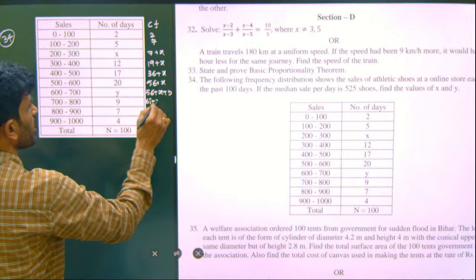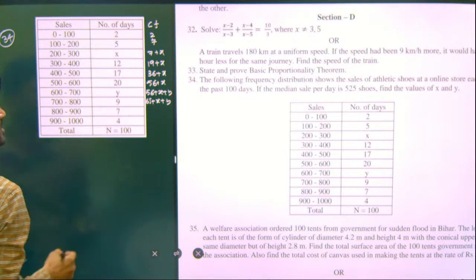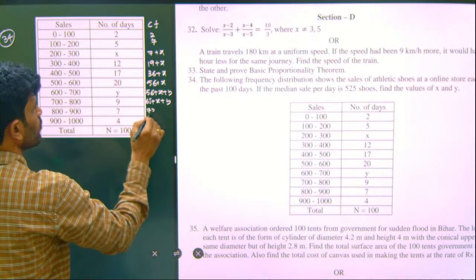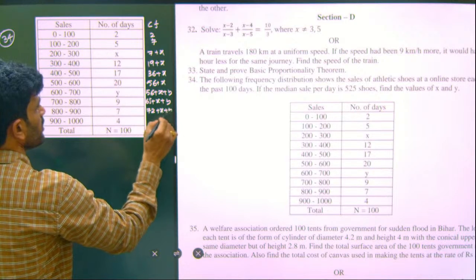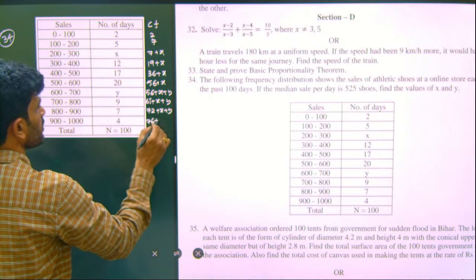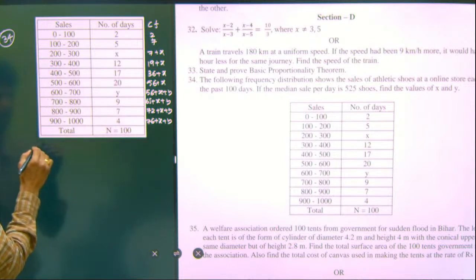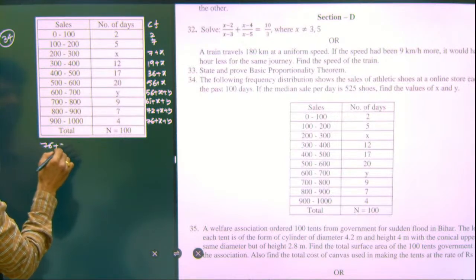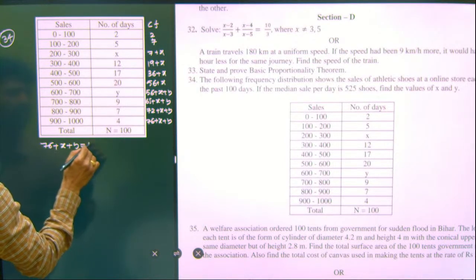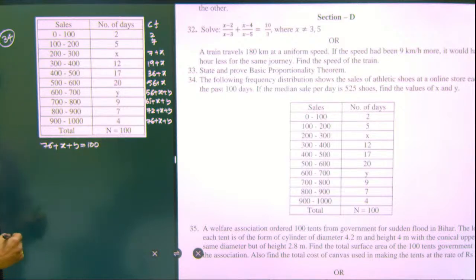65 plus x plus y. Then 65 plus 7, 72 plus x plus y. Then 76 plus x plus y. Okay, this is the cumulative frequency. From this we get one equation here. 76 plus x plus y is equal to 100, because the total number of observations is given as 100.